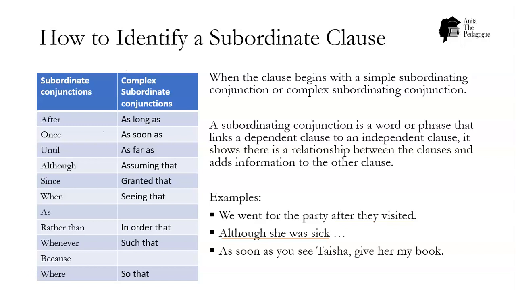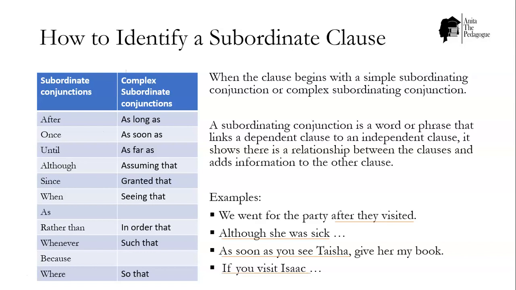It begins with as soon as, and as soon as is a subordinating conjunction, a complex one. So our subordinate clause is as soon as you see Taisha, and definitely this cannot stand on its own. Our next example: if you visit Isaac. Of course, this doesn't give a complete thought, and you realize that it begins with a subordinator, if. So it is a subordinate clause.